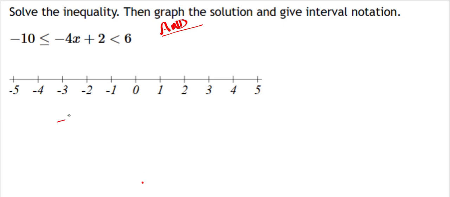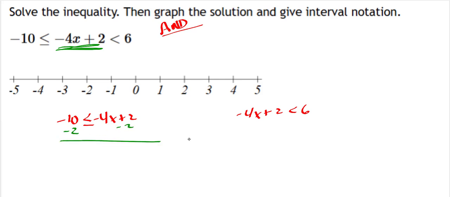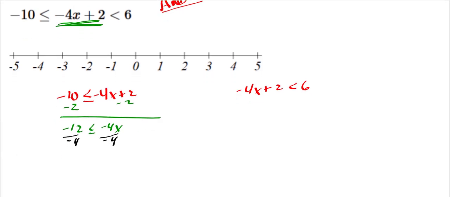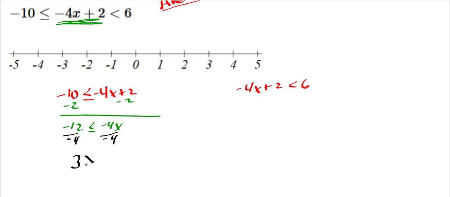So you're going to take negative 10 less than or equal to negative 4x plus 2, and then you're going to take negative 4x plus 2 less than 6. Note that the middle part is in both of the equations. So let's just solve them from here. Minus 2, that gives me negative 12 less than or equal to negative 4x. And of course, we're going to divide by a negative, and when you divide by a negative, it's going to flip the inequality, and you've got that.